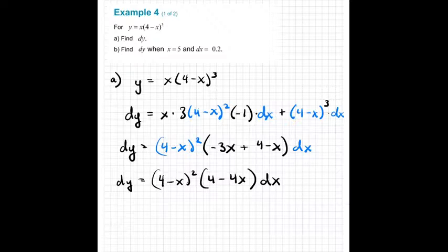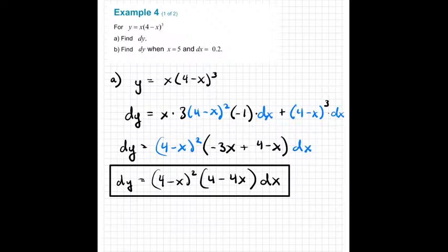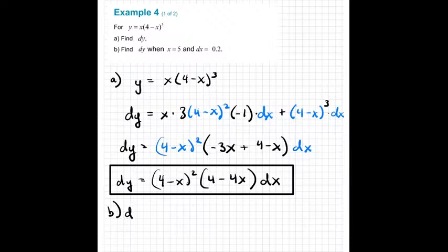So again, all we did was differentiate like normal, but whenever we took a derivative, we put either dx or dy, and we treated the dx or dy like a term, right? And then we factored out the dx and got this result, right? So then part B asks us to find dy when x is 5 and dx is 0.2. So dy is going to be, x is what, 5? So there's going to be 4 minus 5 squared, 4 minus 4 times 5, and dx was 0.2.